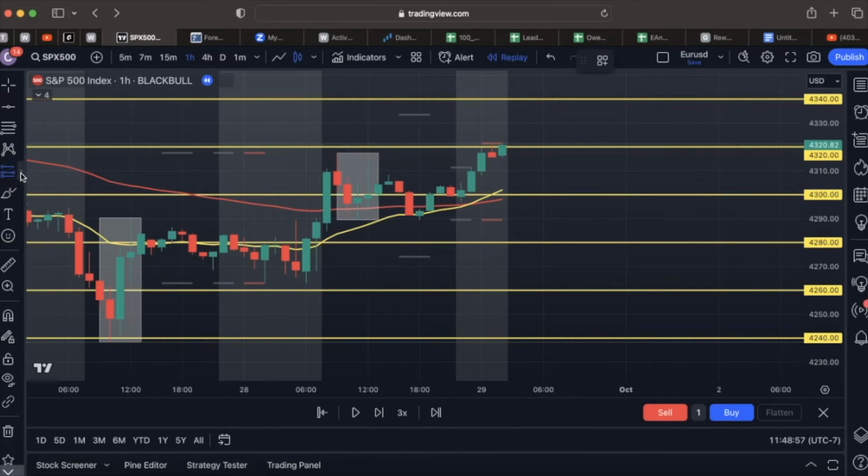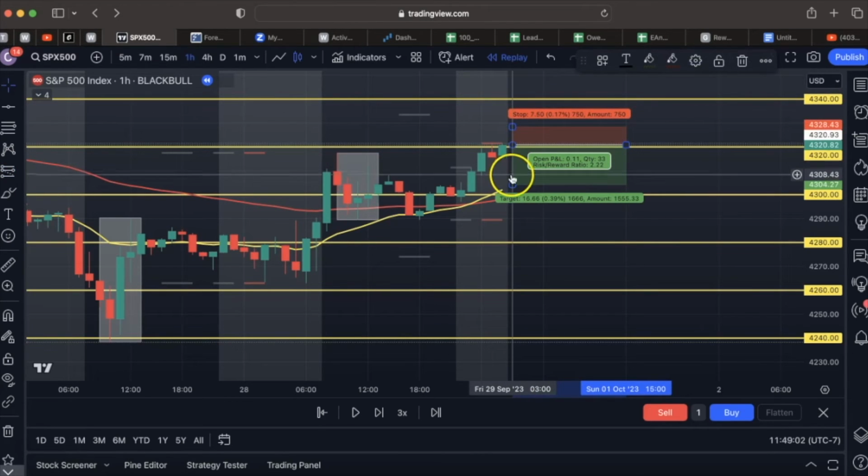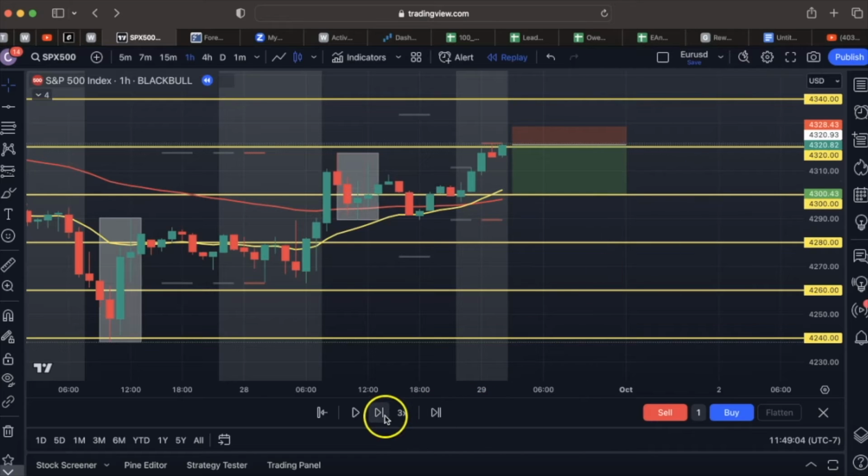Let's say we thought that it was going to be a good short now. We're like, do you know what? Hit that level. I think it's going to push up and go to the next level.